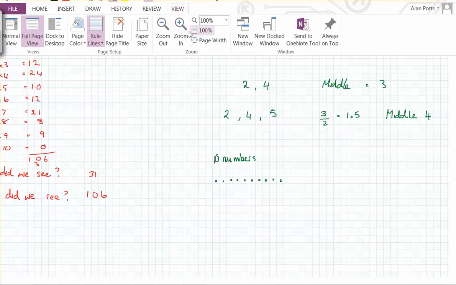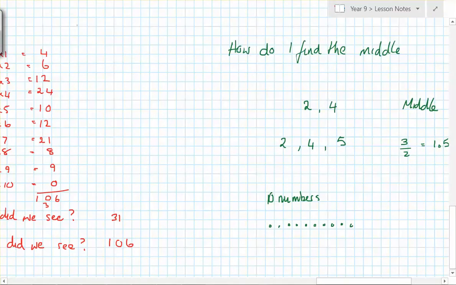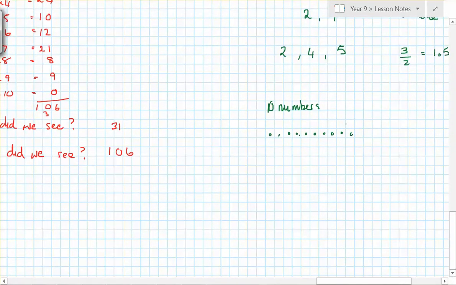Let me just zoom in a bit, okay? Doesn't matter what they represent, but if I did 10 divided by 2, I get 5. So would you pick the 5th number? Because when we divide by 2 with an even count, we get 5 and 5. Right, okay, it doesn't work.